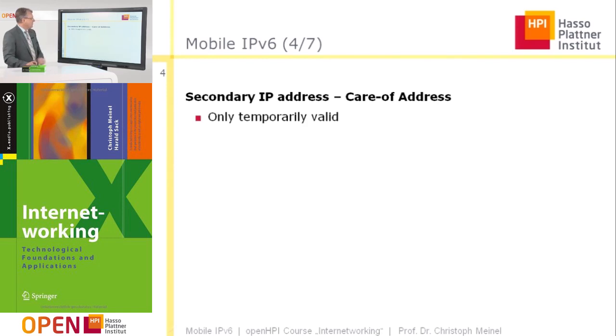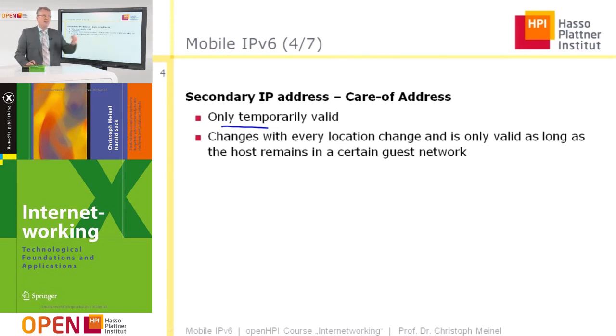The secondary IP address is also called the care-of address. This secondary IP address is only temporarily valid, and it's only valid in a certain network the mobile host is just visiting. So the secondary IP address changes with every location, and is only valid as long as the mobile host is part of this guest network. So now we see the concept: the home address is a stable address, all the applications work with it, and the care-of address helps the mobile device use network resources from different networks.